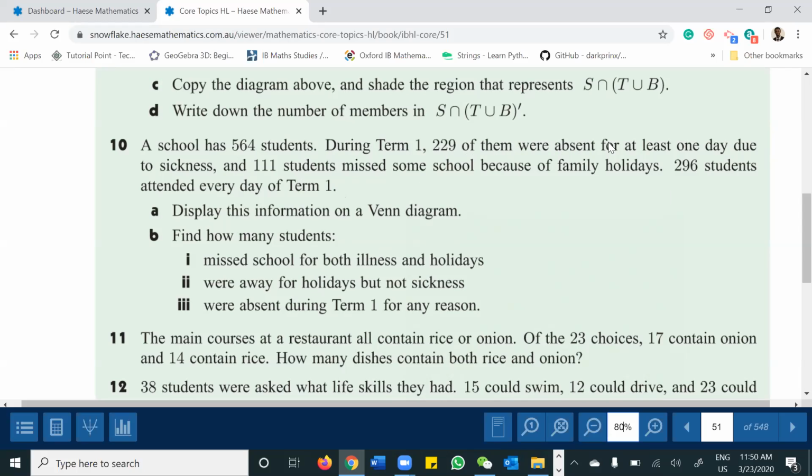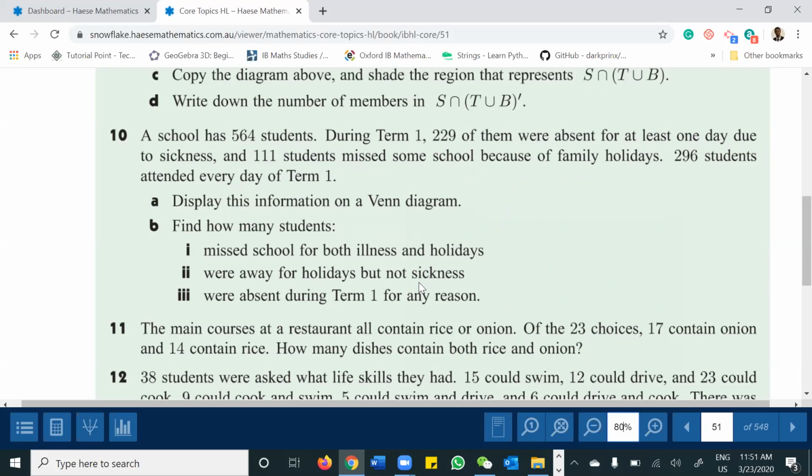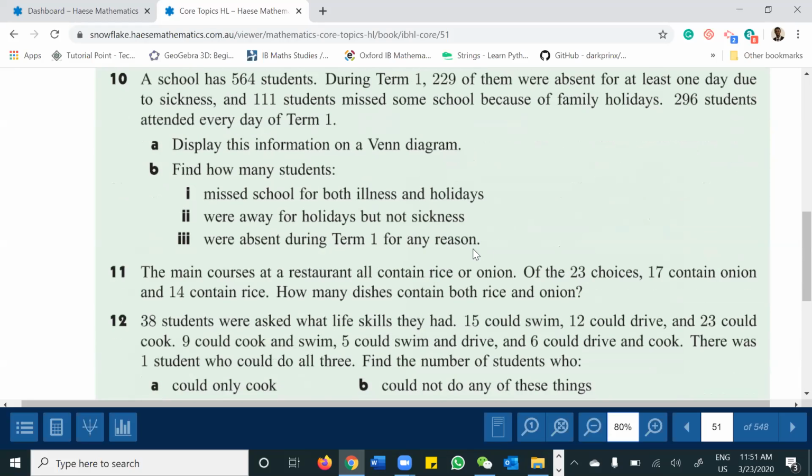This is item 1, absent for at least 1 day due to illness. 111 missed school because of family of the day. 296. Here's another question you might want to see.